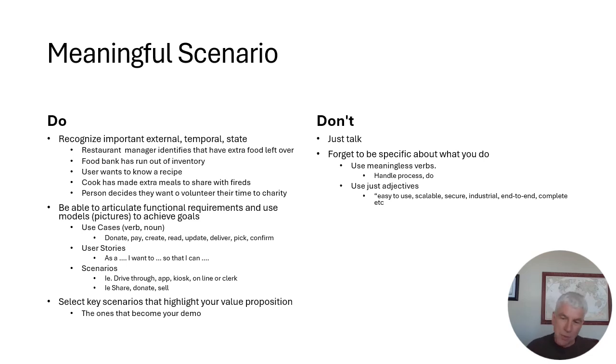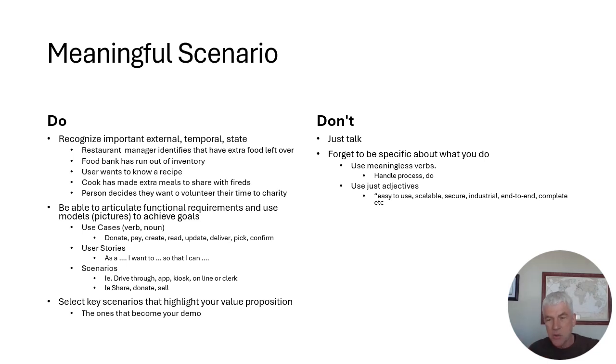Or it could be a state event, because the inventory went below a certain amount, now we have to do something. So here you want to have meaningful scenarios, something meaningful, and you want to describe it. So an event could be the restaurant manager identifies that we have extra food left over. The food bank has run out of inventory. The user wants to know a recipe that might suit their mood right now.